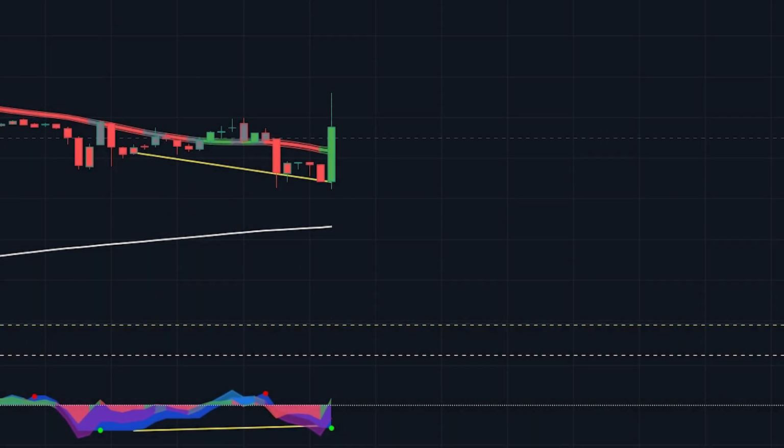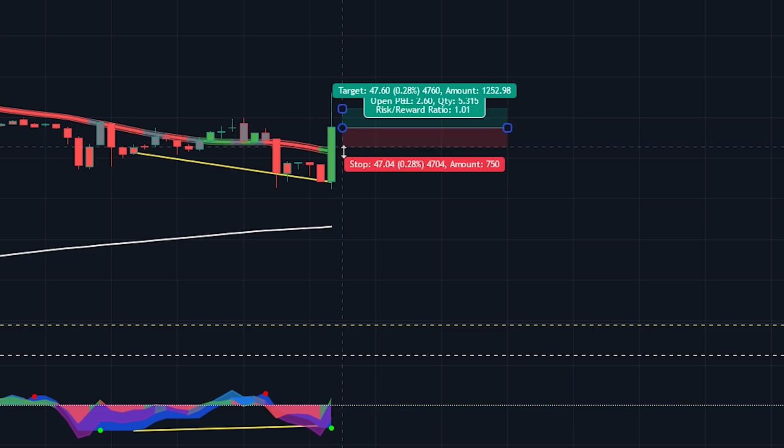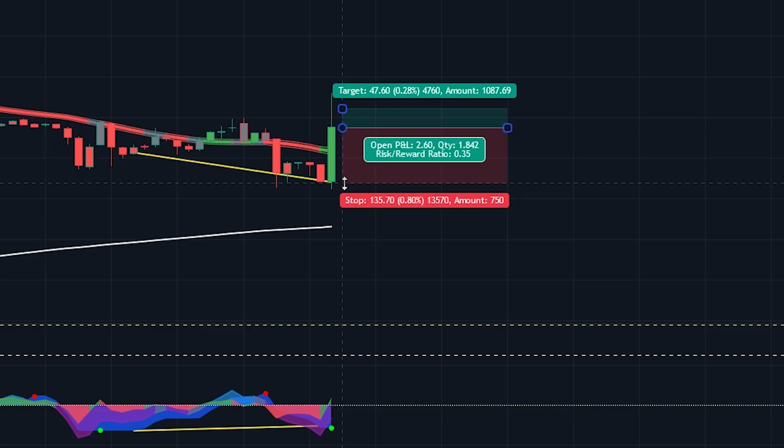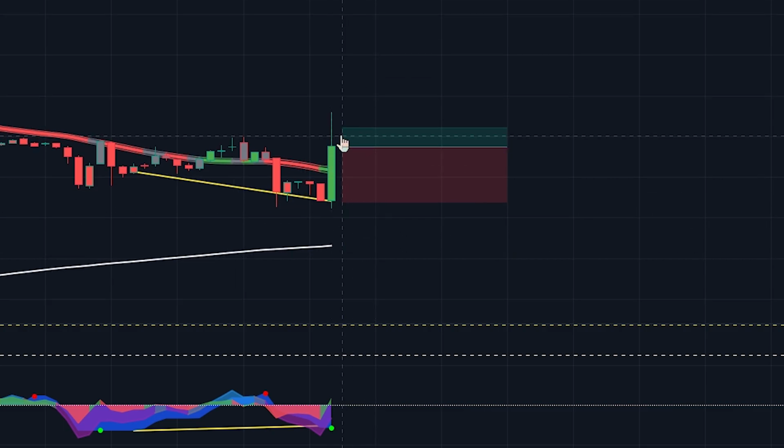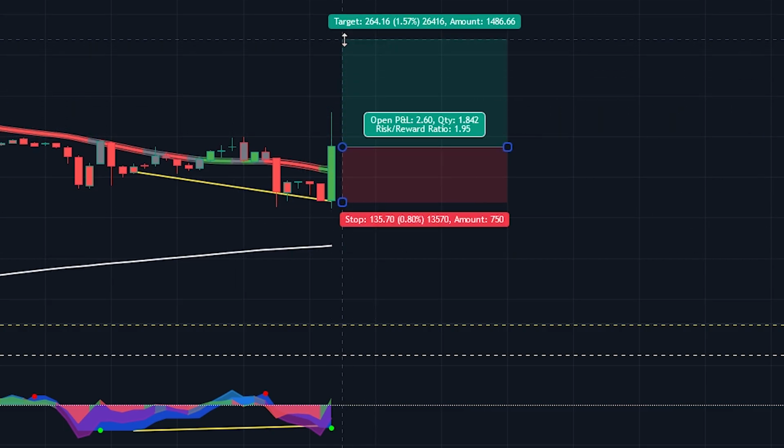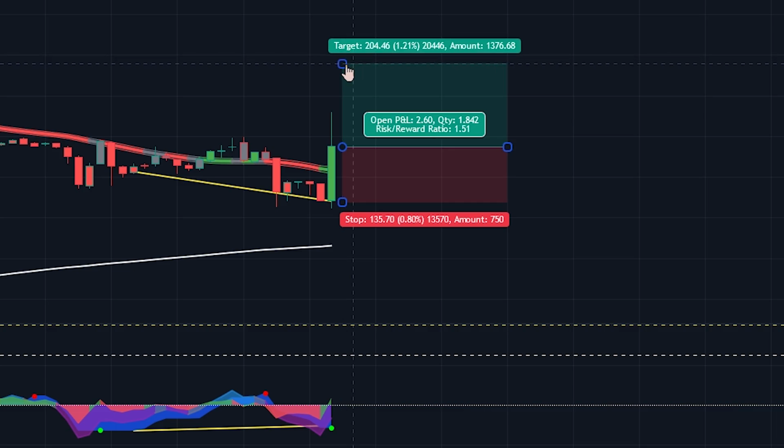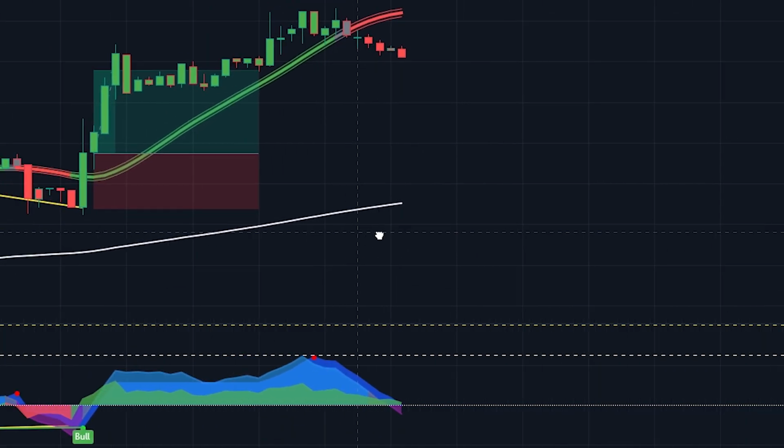If all of these conditions have been met, we will enter into the position. We will place the stop loss at the recent swing low. For the take profit, we will target a 1.5 times risk to reward ratio. Now let's see how the trade plays out.